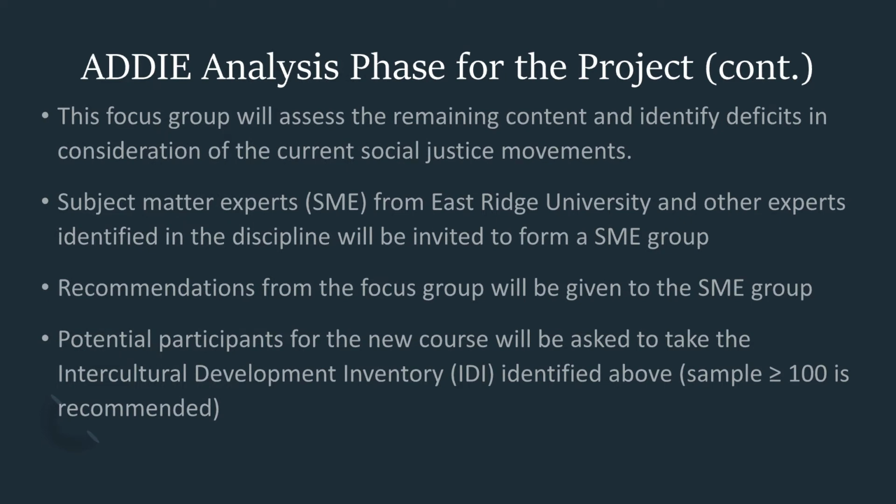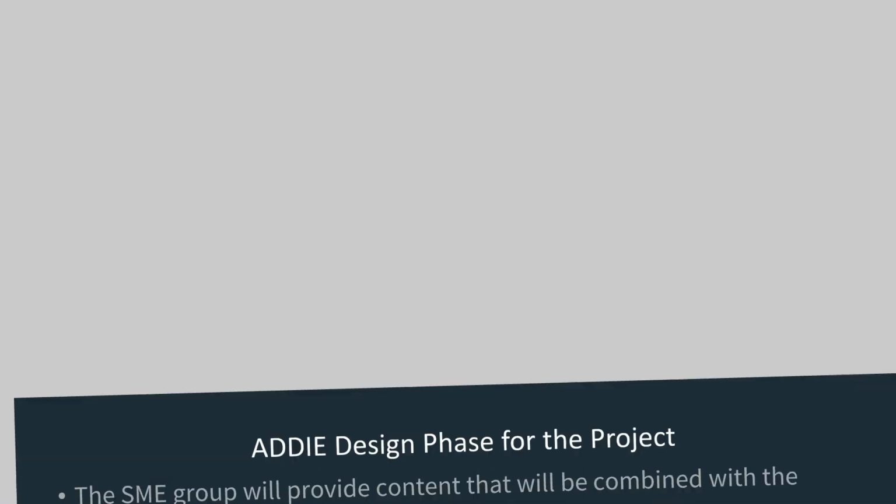Also, in the analysis phase, we're going to assess the remaining content and identify deficits in consideration of the current social justice movements. Subject matter experts, or SMEs, from East Ridge University and other experts identified in the discipline will be invited to form an SME group. Recommendations from the focus group will be given to the SME group. Potential participants for the new course will be asked to take the IDI, and we'd like to have a sample of greater than 100.